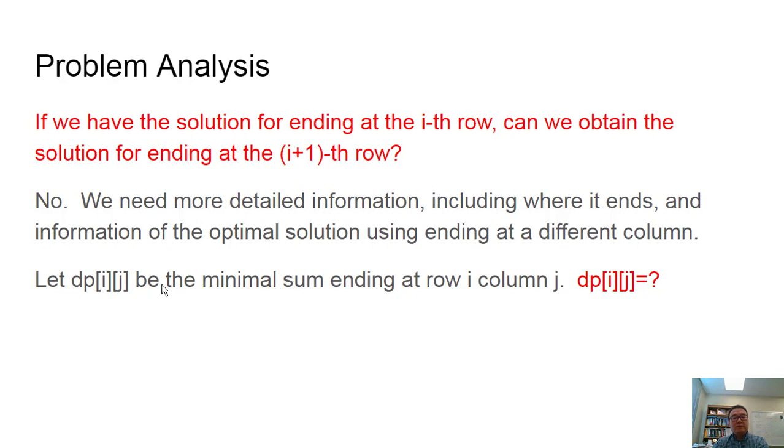Here I'm taking the approach of defining the information more fine-grained, defining dp[i][j] to be the minimum sum ending at row i and column j. Now, how do we compute this dp[i][j]? I encourage you to pause the video and try to write the mathematical definition of dp[i][j]. And then our program, of course, will just be turning that math formula into code.